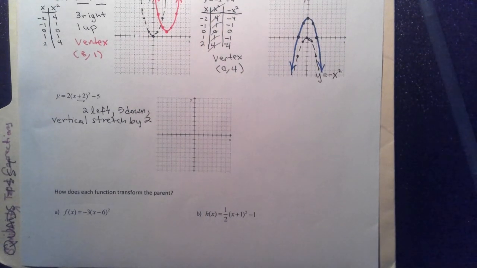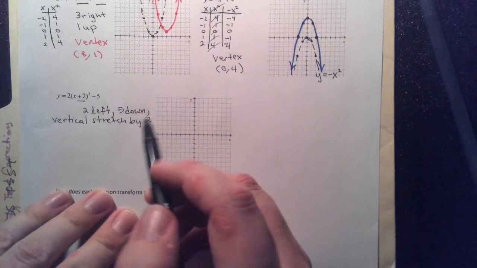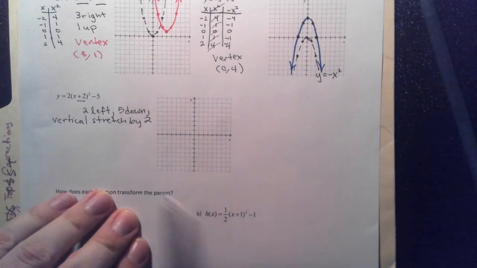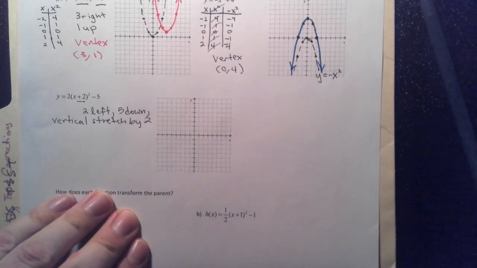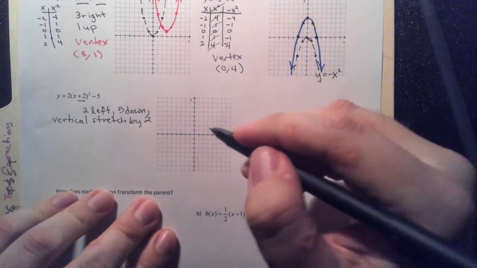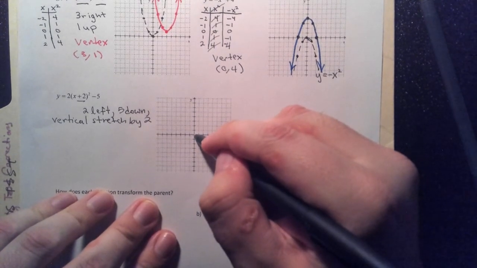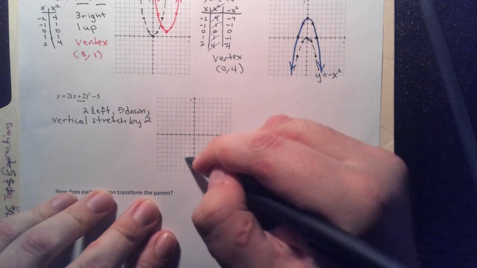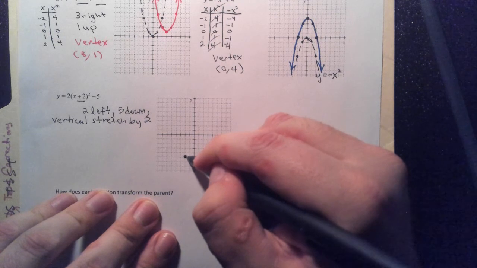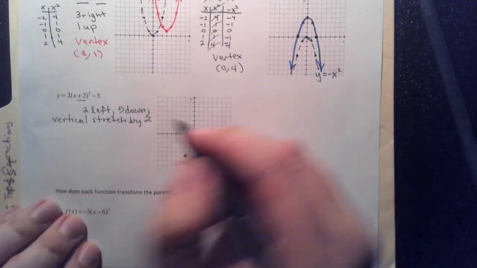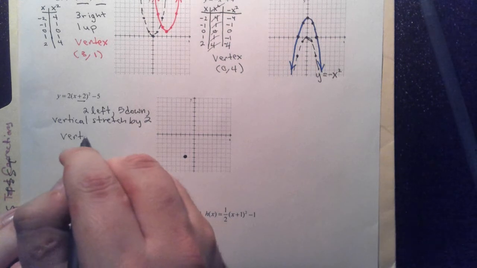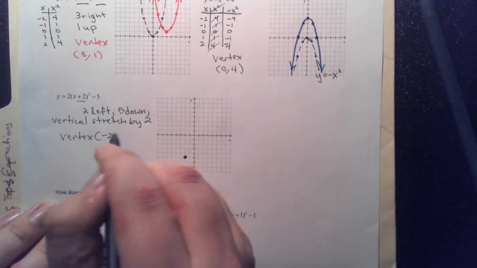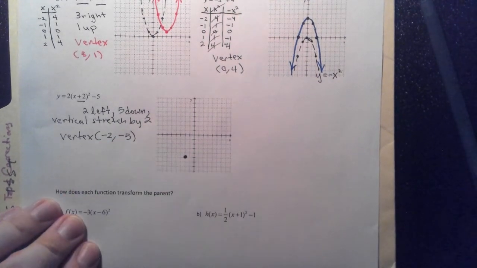Okay, so I'm going to do this a little bit differently. I could graph the parent function, but this stuff essentially tells me how to work with this. If I'm going 2 to the left and 5 down, I'm moving from the origin to my vertex. I go 2 left and 5 down, and that puts me at my vertex, negative 2, negative 5.